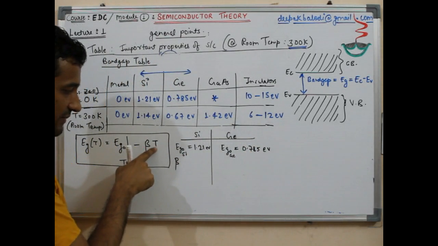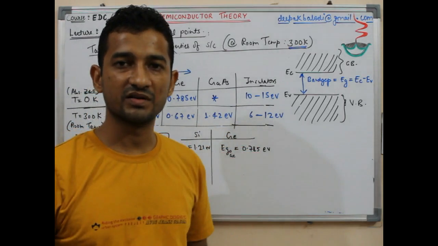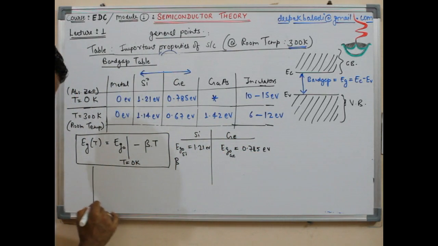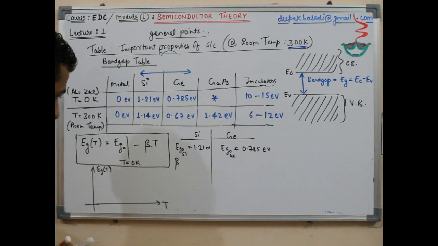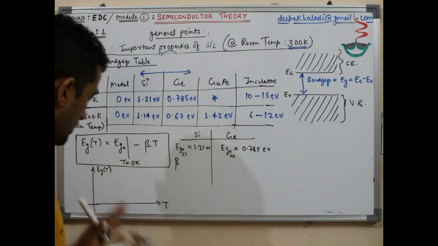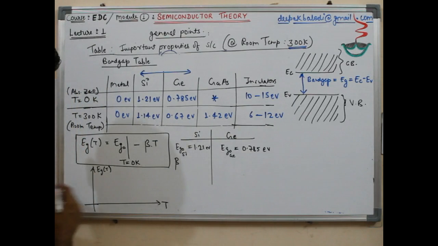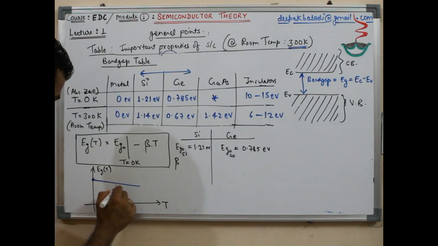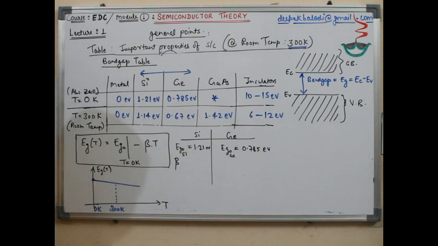Beta, if you see, this is the absolute temperature, this is beta into T. So beta is the rate of decrease of band gap as temperature increases. From this equation it is very clear that the band gap has this kind of profile. If you want to plot Eg versus T, there is no temperature defined below 0 Kelvin, because 0 Kelvin is the absolute zero, so the second or third quadrant doesn't exist. We only plot from here, where this is 0 Kelvin and we are somewhere here at room temperature, 300 degree Kelvin.